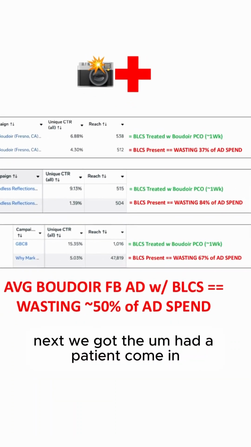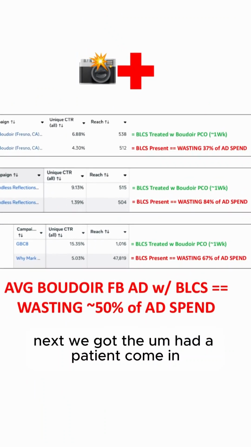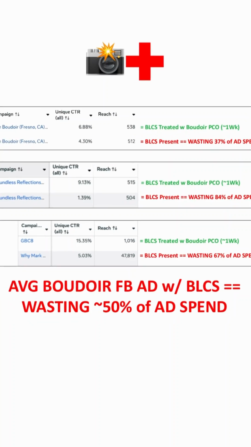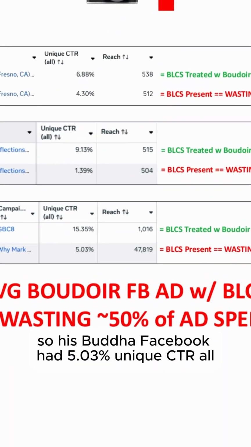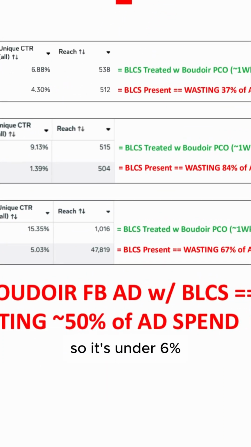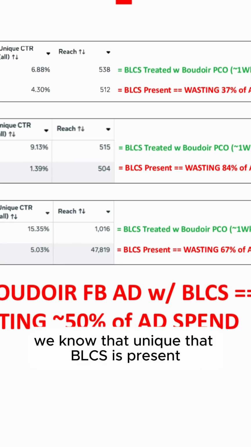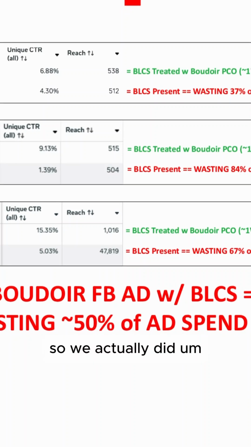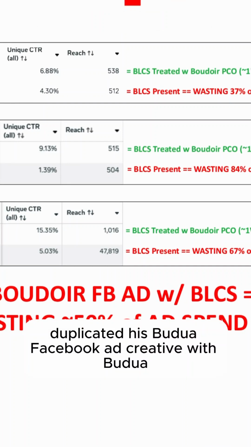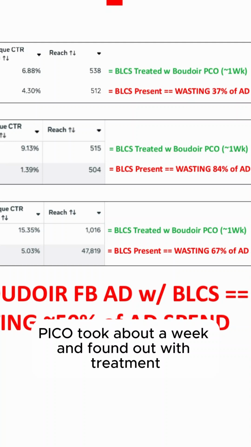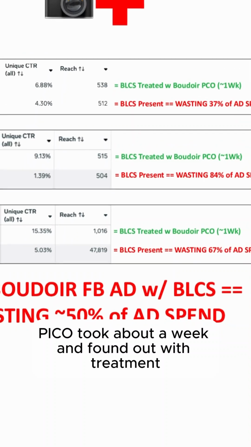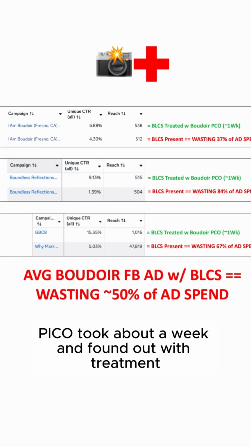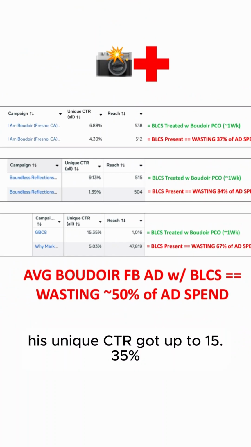Next, we had a patient come in. Saw his Boudoir Facebook ad, 5.03% unique CTR, so it's under 6%. We know that BLCS is present. So we actually duplicated his Boudoir Facebook ad, treated with Boudoir Pico. Took about a week, and found out with treatment, his unique CTR got up to 15.35%.